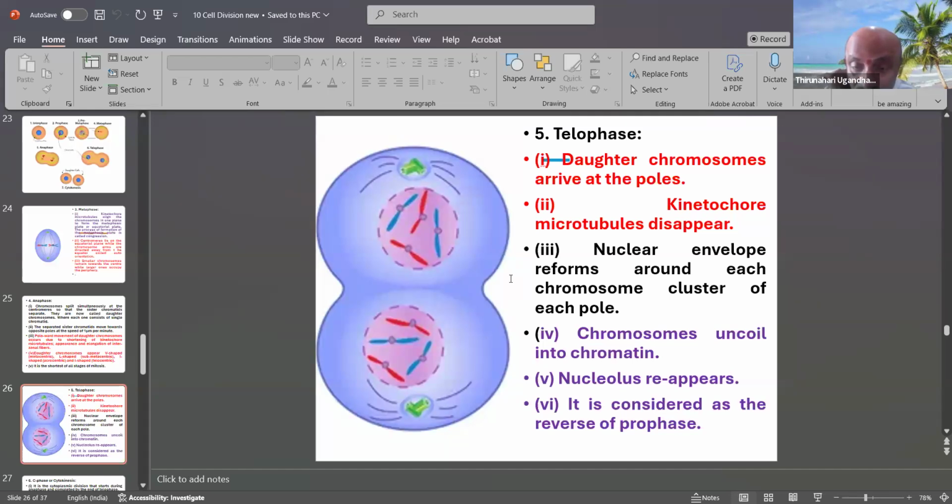The nuclear envelope reforms around each chromosome cluster of each pole. The chromosomes are uncoiled into chromatin. Uncoiled. The nucleolus reappears. In the first stage, prophase, the nucleolus disappears, and it reappears in the fifth stage, also called telophase. So the nucleus reappears. It is considered as the reverse of the prophase. This is an important characteristic feature of telophase.